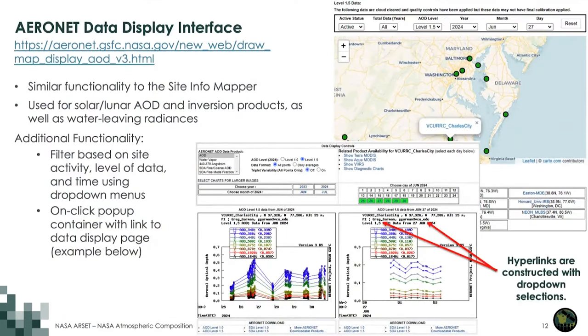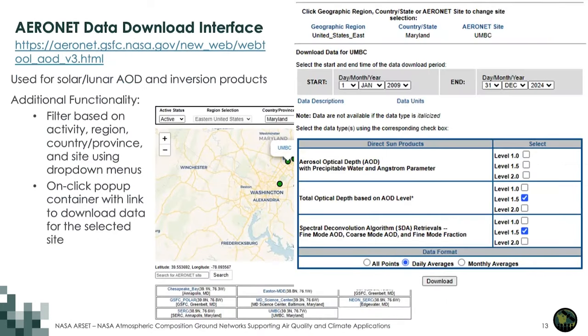This is the data display page. Again, it shows very quickly what to look for, but when we do the demo, we'll walk you through and understand each of these plots more carefully. This is the data download page, showing how to download the data.